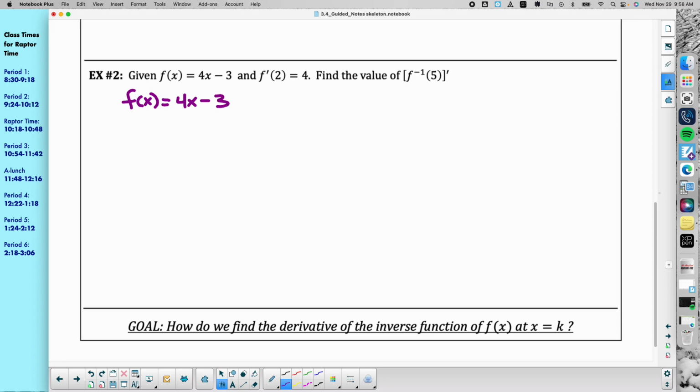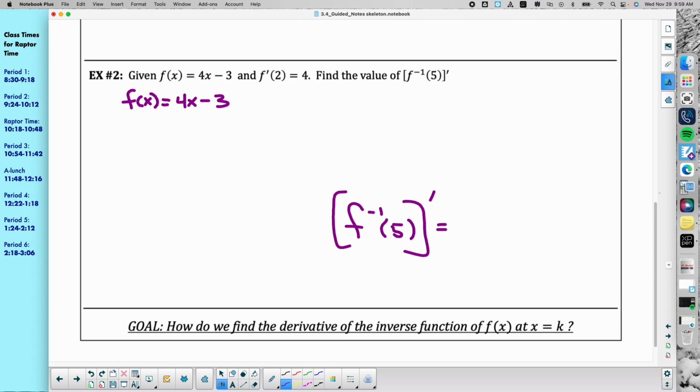So first, I'll try to show you the method that I usually do for these. I don't know why, but for me the formula for this one feels more complicated, and it just screws up my brain. So I have to think about these problems to do it. So this is what we're given. We're asked to find f inverse 5 prime. That's what we're trying to find.